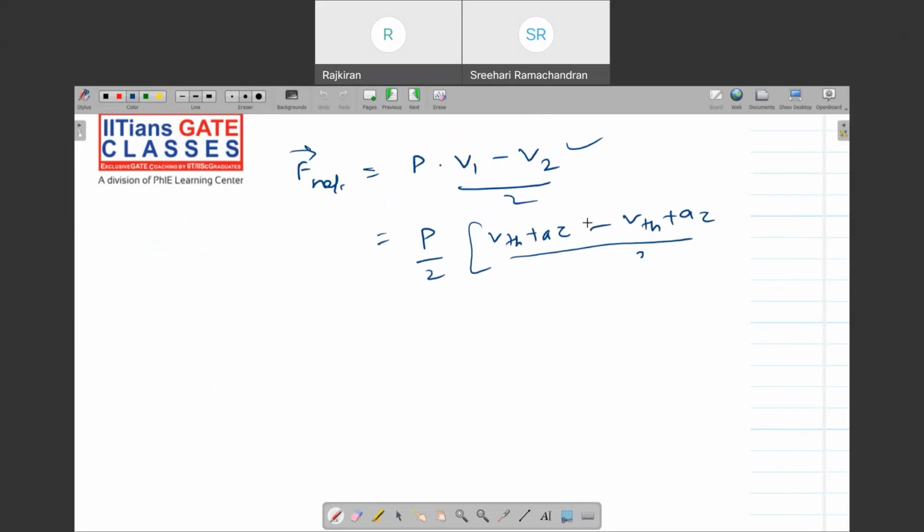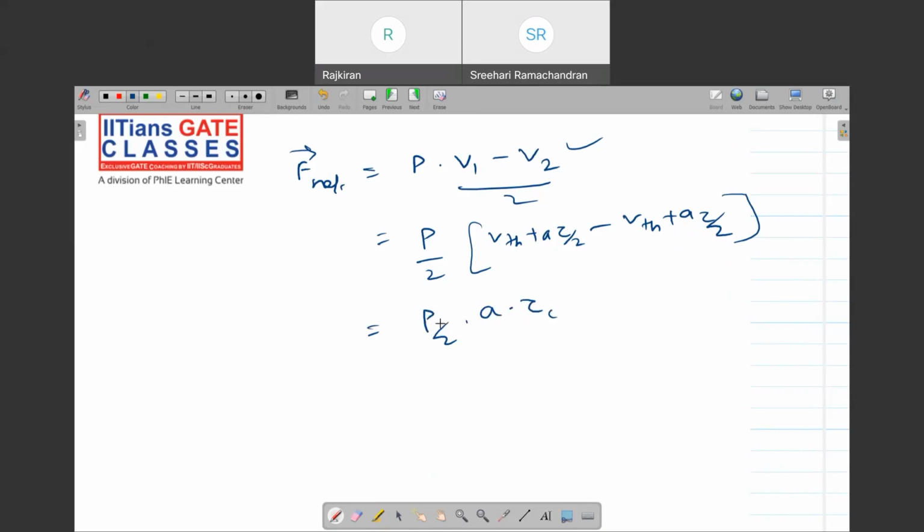So 8 tau by 2 minus, the other 8 tau by 2 is cancelled. So this is my velocity and this is my net flux, equal to P by tau into acceleration into tau c. Is it clear?